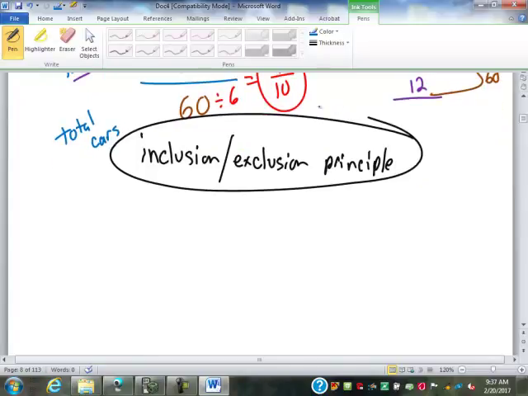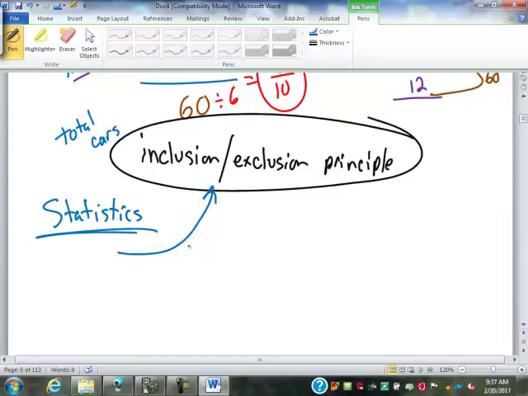Any of you that go on to a 4-year degree at some point, there's a very, very good chance that you're going to have to take a class in statistics. And if you ever take a class in statistics, you will deal with basic probability, and that is one of the things you'll have to deal with: inclusion-exclusion.